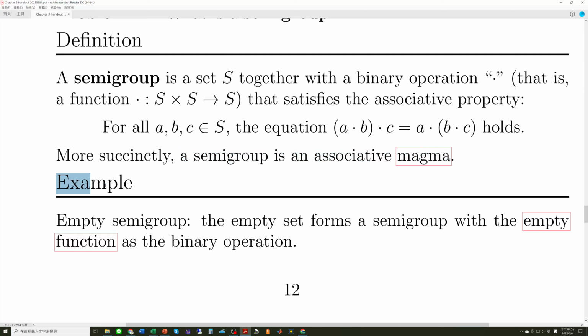Example: the empty semigroup. This is the simplest example of a semigroup. The empty set forms a semigroup with the empty function as the binary operation. We will introduce what the empty function is later.